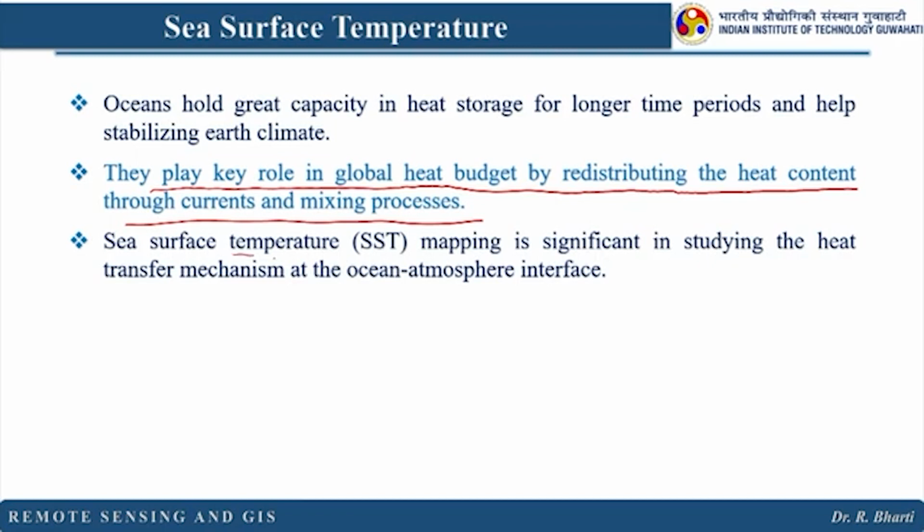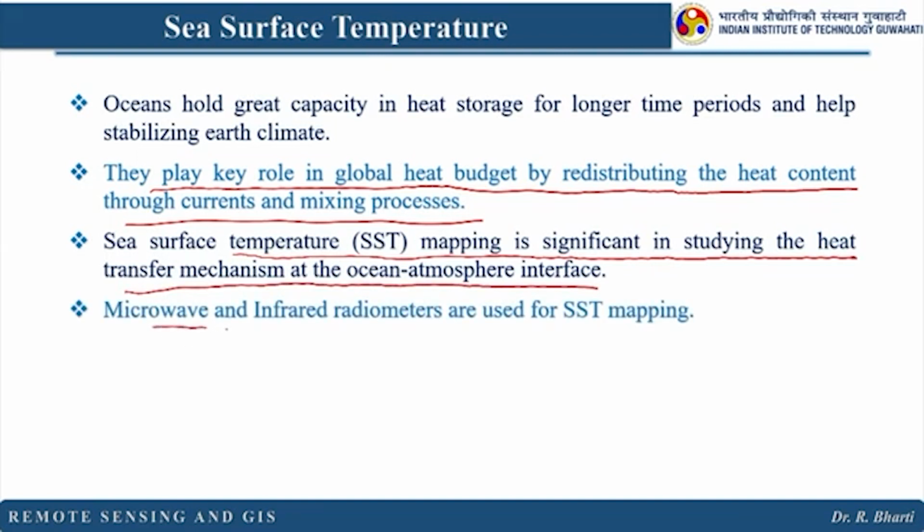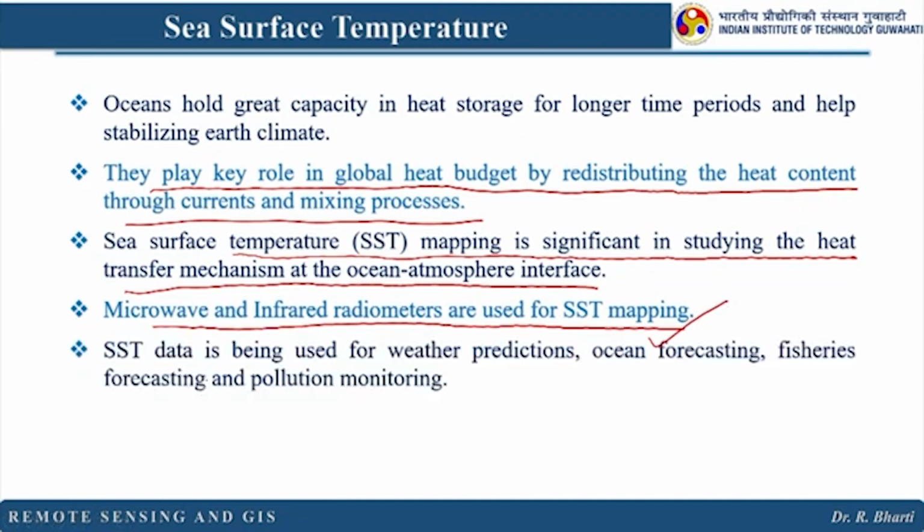Sea surface temperature mapping is significant in studying the heat transfer mechanism at the ocean atmosphere interface. Microwave and infrared radiometers are used for sea surface temperature mapping. You can visit some of the space agencies' websites and you may find some of these parameters are actually readily available to you. SST data is being used for weather prediction, ocean forecasting, fisheries forecasting and pollution monitoring.